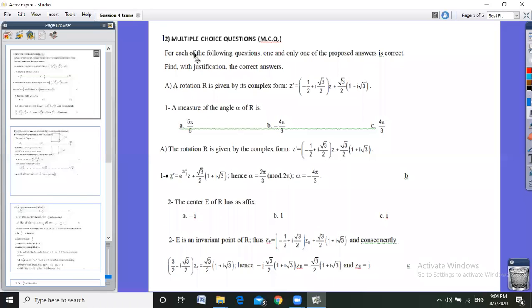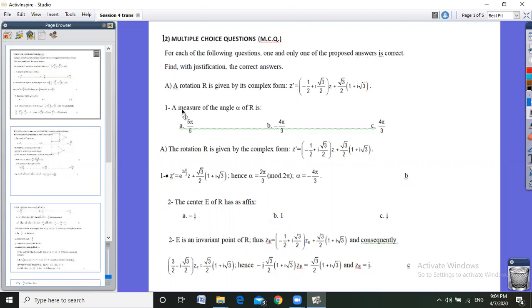Our session 4, that's correct. Number 12, for each of the following questions, only one of the proposed answers is correct. Find with justification the correct answers. First, a rotation R is given by its complex form Z prime equals A Z plus B.